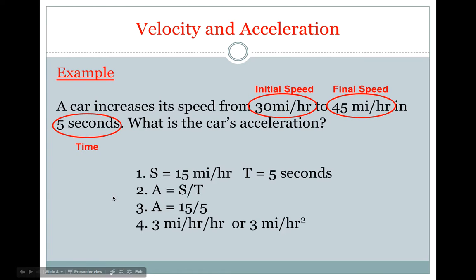The second step, we write our formula. Our formula for acceleration is the change in speed over time. You could write the change in velocity over time, but to keep things simple, I'm going to keep it as speed. So we're looking at the difference in the speed over the time. So they increase their speed by 15 miles per hour, then we divide by 5. So that's our third step, plug in our numbers. And then the fourth step, we write our answer with units. So the units for acceleration are kind of weird. Our answer is 3 miles per hour per hour. Or you can write it as 3 miles per hour squared.